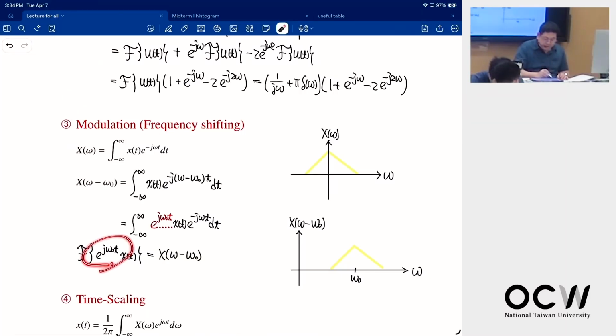In time domain, if I multiply by the complex exponential, that means I'm doing the modulation. In frequency domain, I just shift.